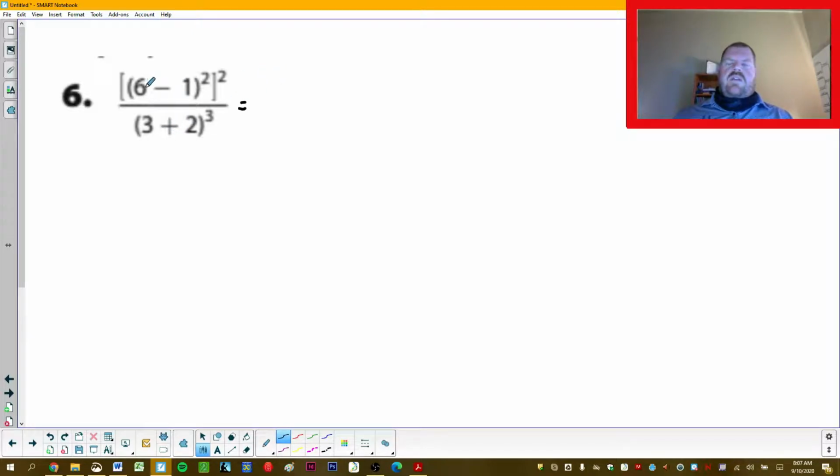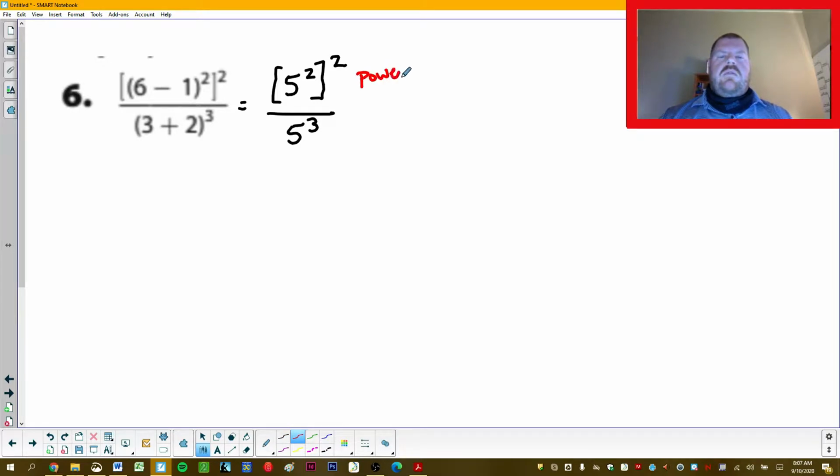So let's try to figure this out. 6 minus 1 is 5, and I'm going to build this from the inside out here. So I have 5 squared, and then those square brackets they give us, which is just another set of parentheses, squared. On the bottom, 3 plus 2 is 5, and this is to the third power. Now in the top, I'm thinking this is a power to a power.